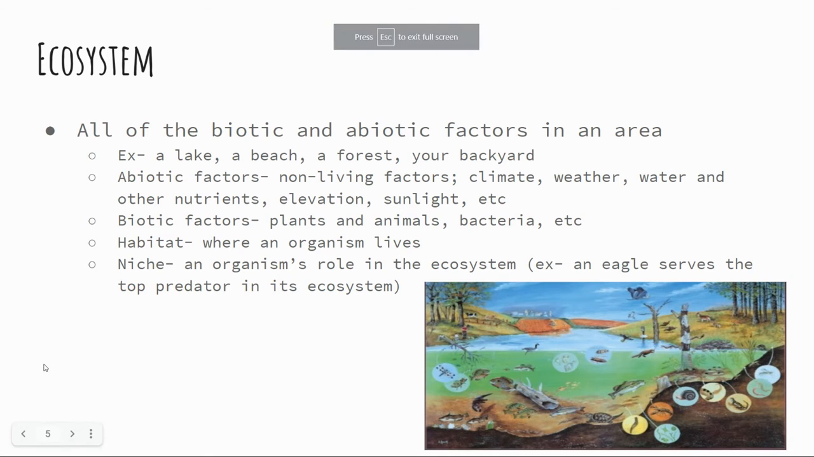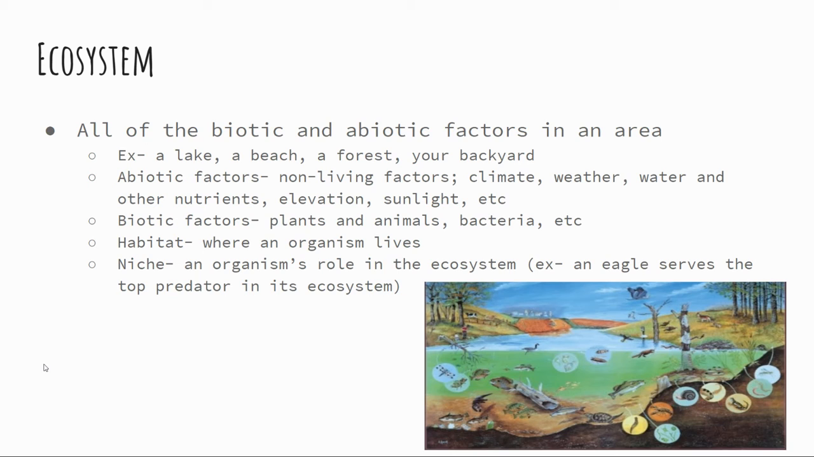All right, so examples like, again, your backyard. So abiotic factors are non-living factors. These are things like weather, temperature, the nutrient concentration, the amount of water, the amount of sunlight, and then your biotic factors are plants, animals, and bacteria, anything that's living. Habitat is where an organism lives, and a niche is an organism's role in the ecosystem.